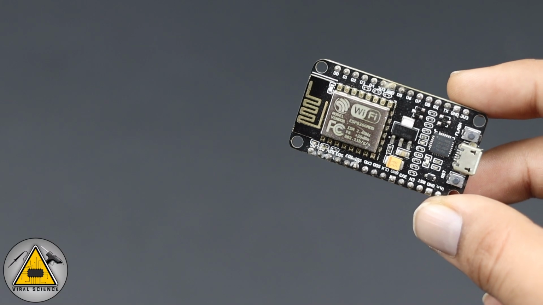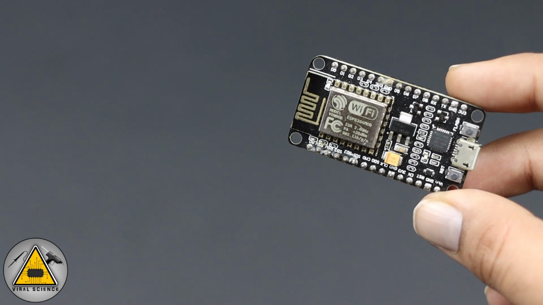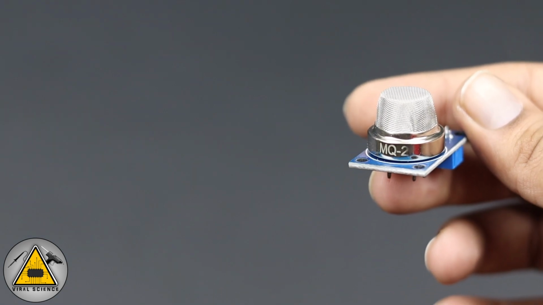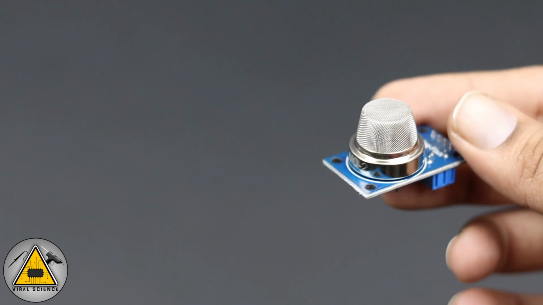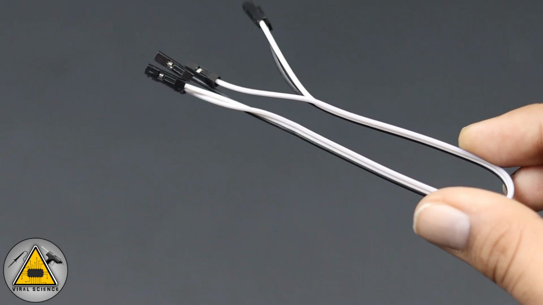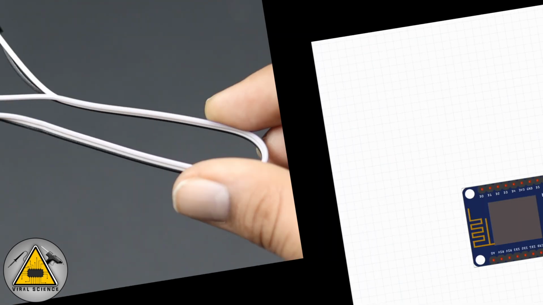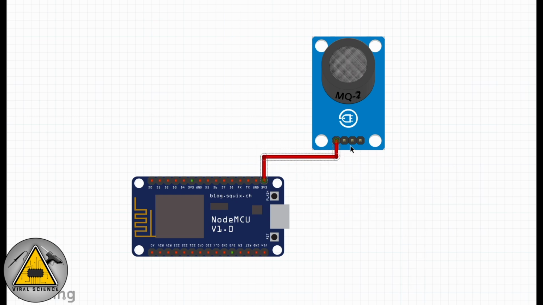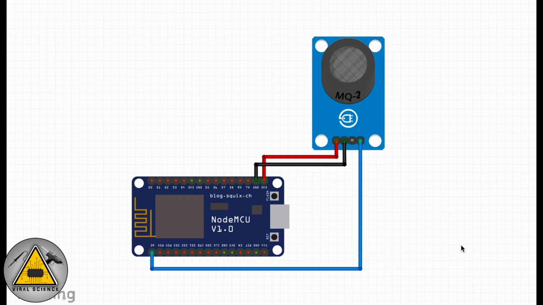So for this project, you will need an ESP8266 NodeMCU board, MQ2 gas sensor, and some jumper wires. Now follow this circuit diagram and make your connections.